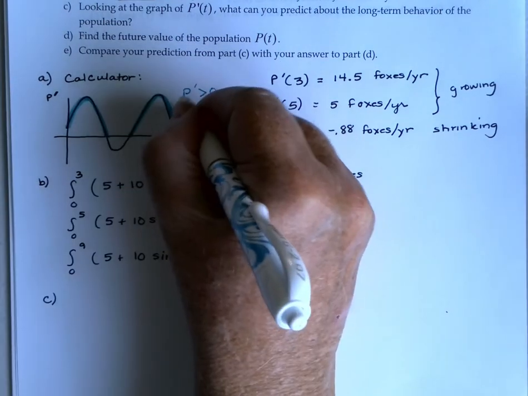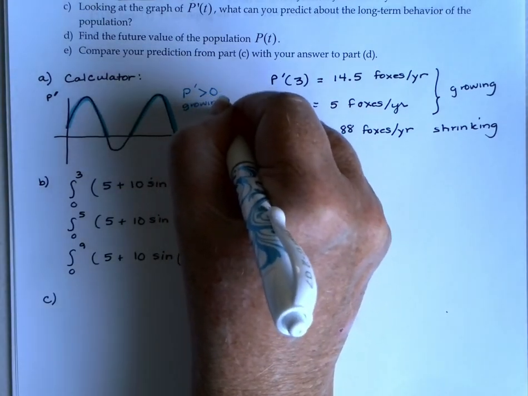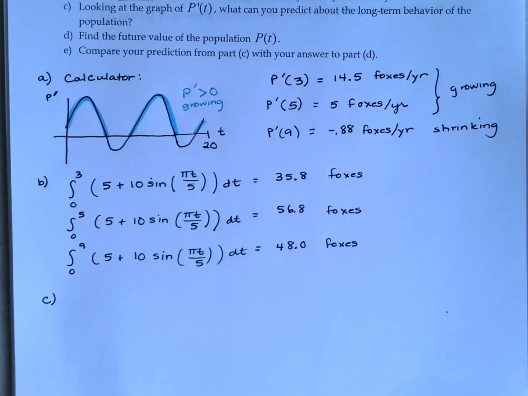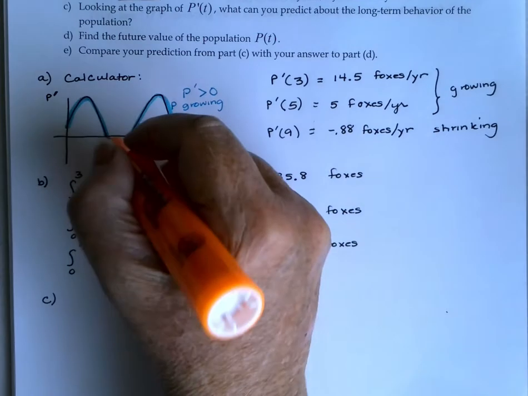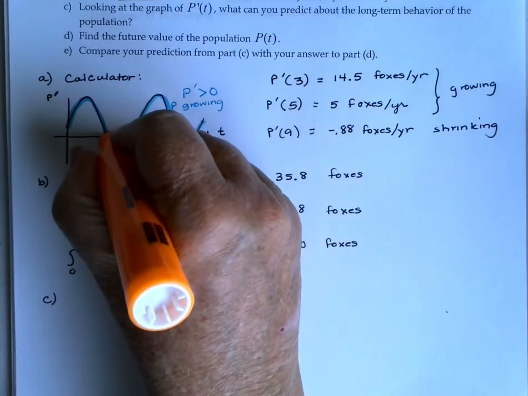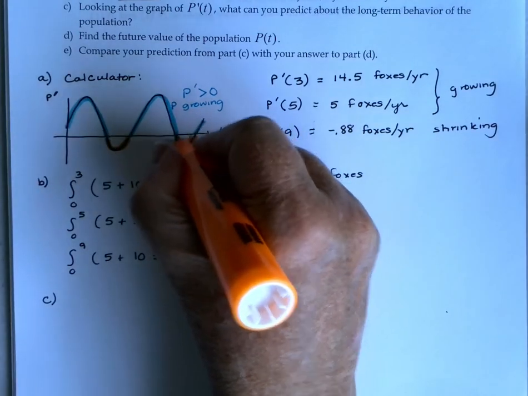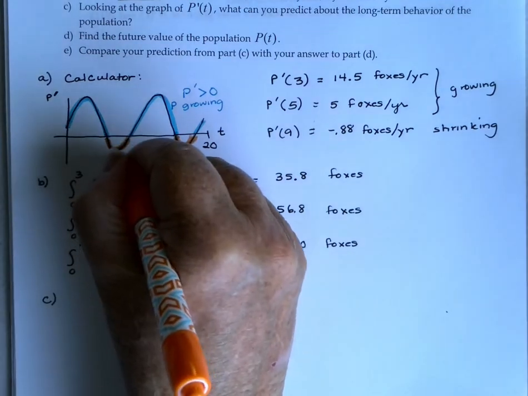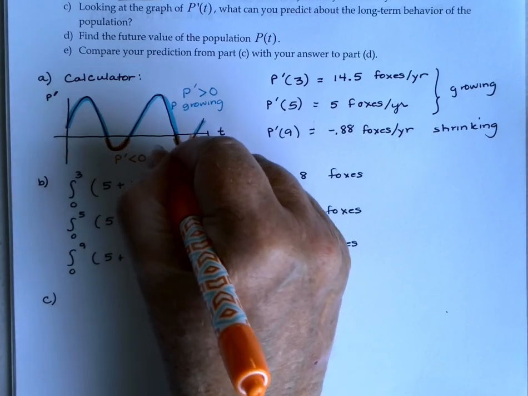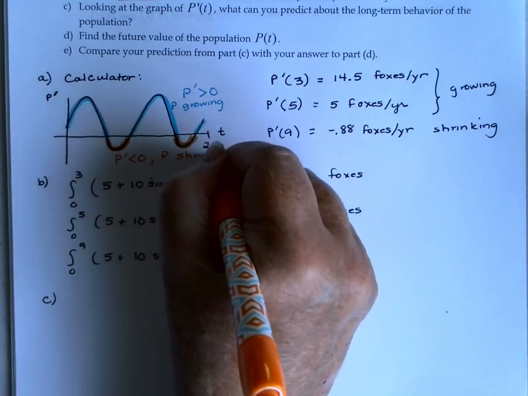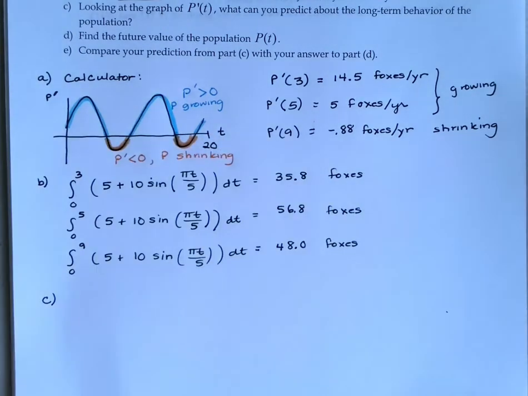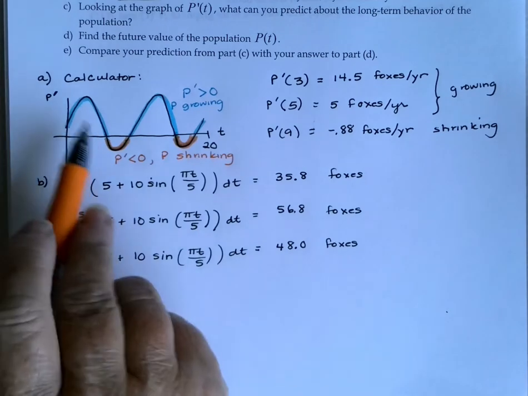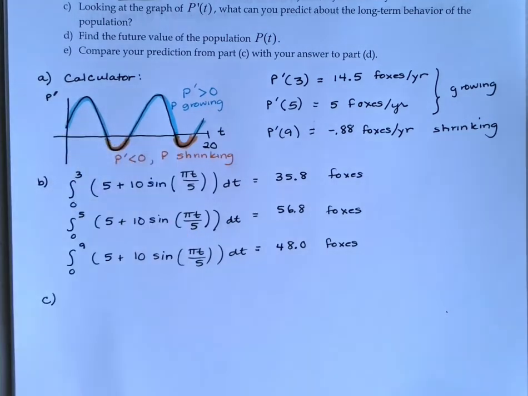The population would be growing at all of those times. It's only for these short little bits of time that our p prime, our derivative, is negative, and p is shrinking. So in this case, we can safely say the population grows a lot more than it shrinks.